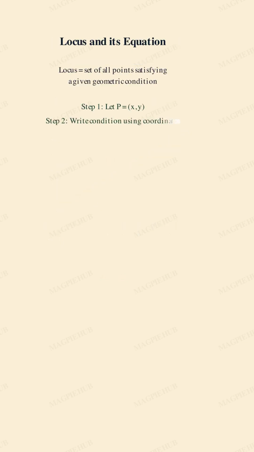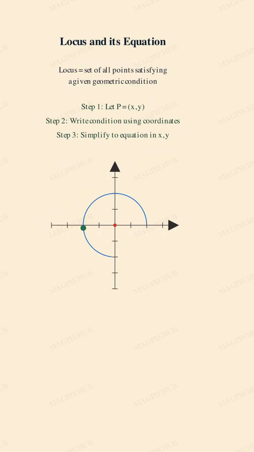Locus and its equation. A locus is the set of all points that satisfy a given geometric condition. The path traced by a point moving under a specific rule is its locus. To find the equation of a locus, step 1, let the moving point be P at x, y. Step 2, write the given geometric condition using the coordinates. Step 3, simplify to get the equation in x and y.